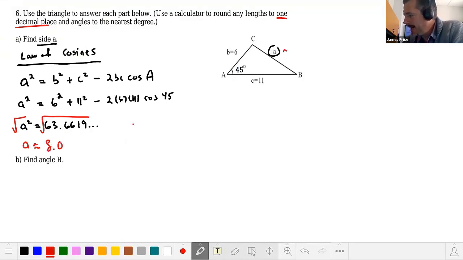And so here you can write approximately 8.0. So that's how long that side is to 1 decimal place. Now we move on to find angle B. So to find angle B, now you can use the law of sines.